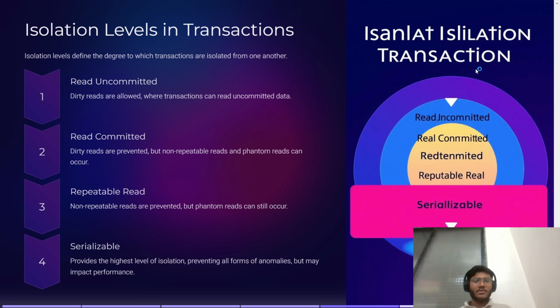Coming to the next slide, the isolation levels in transactions are: first read uncommitted, read committed, repeatable read, and serializable. Read uncommitted means dirty reads are allowed, where a transaction can read uncommitted data. Read committed means dirty reads are prevented, but non-repeatable reads and phantom reads can occur. Repeatable read means non-repeatable reads are prevented, but phantom reads can still occur. And serializable provides the highest level of isolation, preventing all forms of anomalies, but may impact performance.